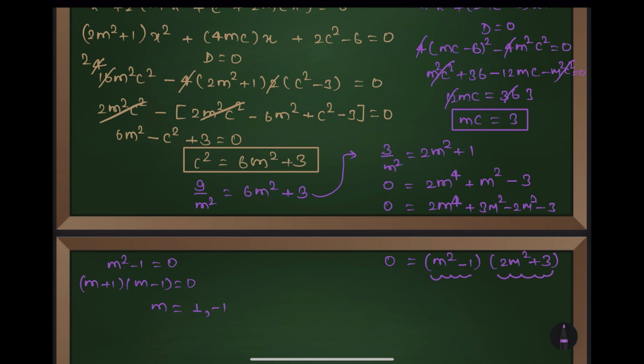So if m is 1, c will be 3. If m is minus 1, c will be minus 3. So first tangent will be what? y equals mx plus c. So these are your two tangents. Okay, I hope till this part you guys are comfortable.